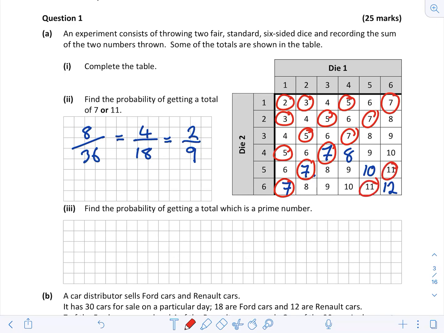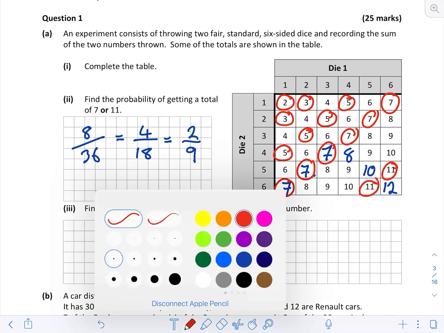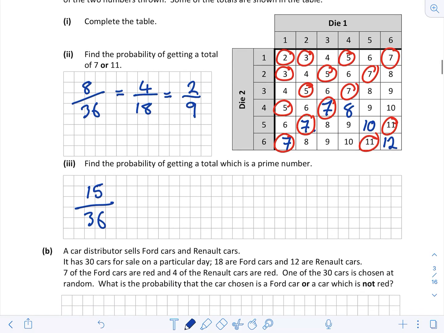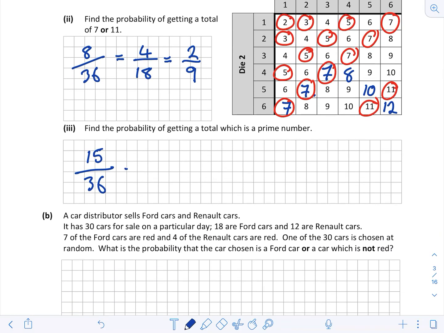Find the probability of getting a total which is a prime number. So again, we're going to have 36 possibilities, and we have 1, 2, 3, 4, 5, 6, 7, 8, 9, 10, 11, 12, 13, 14, 15. So we have 15 possibilities there. So that's 15 out of 36. I think we can divide 3 into both of those, so that's going to be 5 over 12.